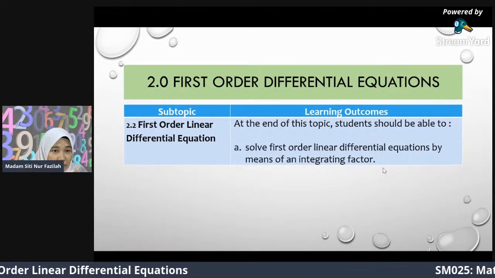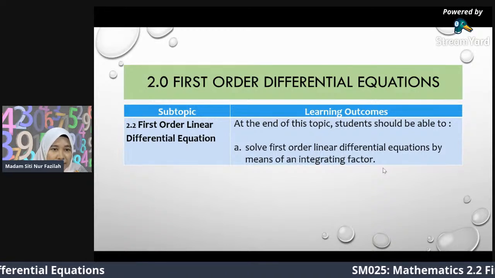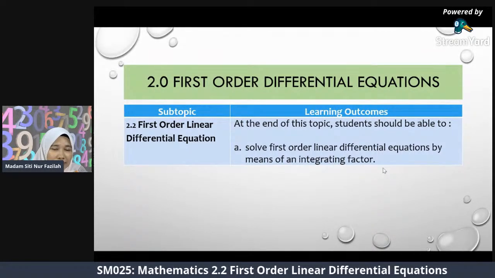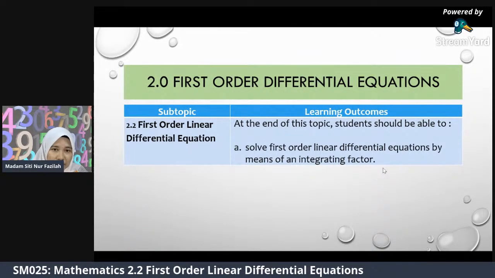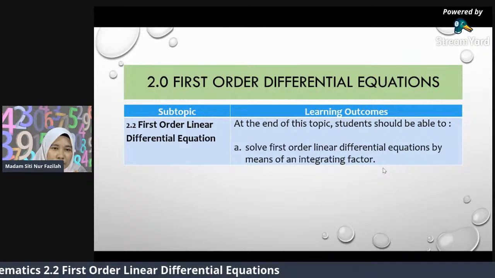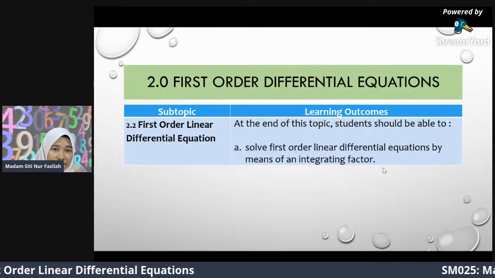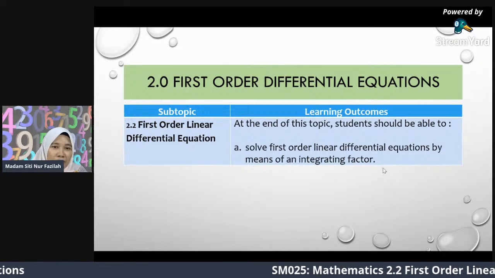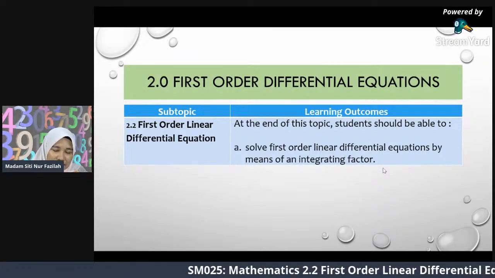For subtopic 2.2, first order linear differential equation, the course learning outcome is that at the end of this topic, students should be able to solve first order linear differential equation by means of an integrating factor.